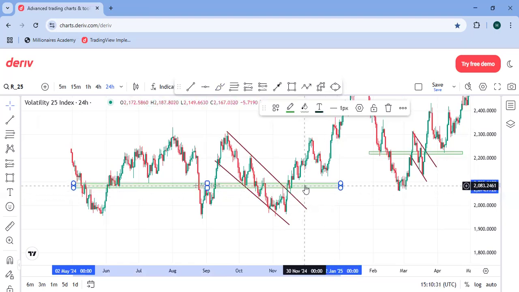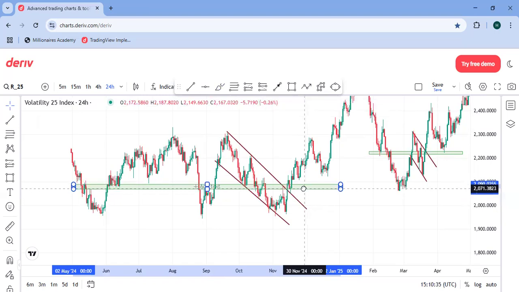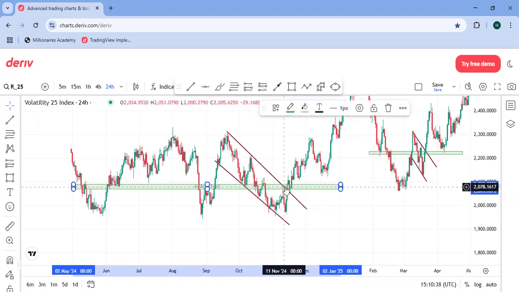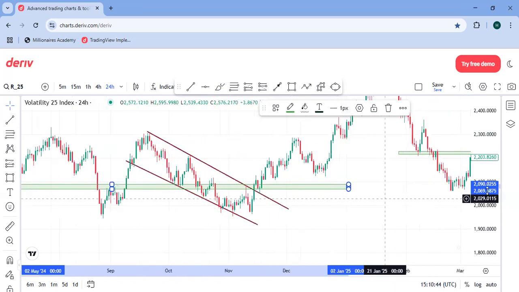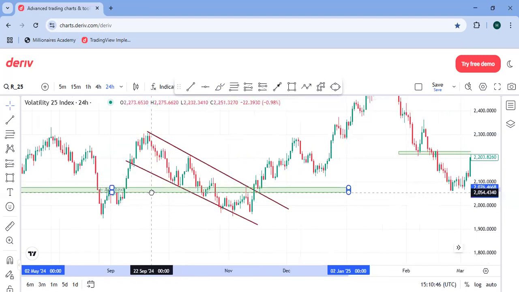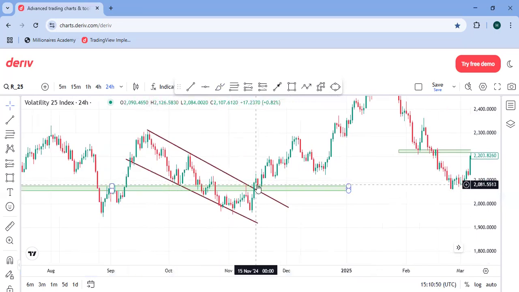But unfortunately, you see the market did not come down to this zone to buy. Probably because it bounced and retested this zone here. Now, let me show you something. You see the first retest that happened here. This is the first retest that happened here. So maybe that's the reason the market did not come back here.